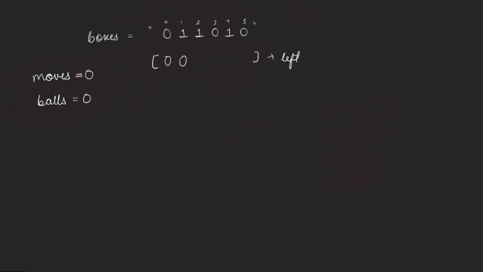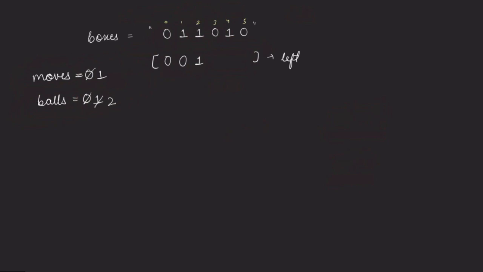But this is 1, right? It is a ball, so the number of balls will be updated by 1. Then we will come at this particular index, right? Now here 0 plus 1 will be 1, so we'll keep a 1 here. And now here we have a ball, so the number of balls will be updated by 2. And here we did one move, so the moves will also be updated by 1, right?